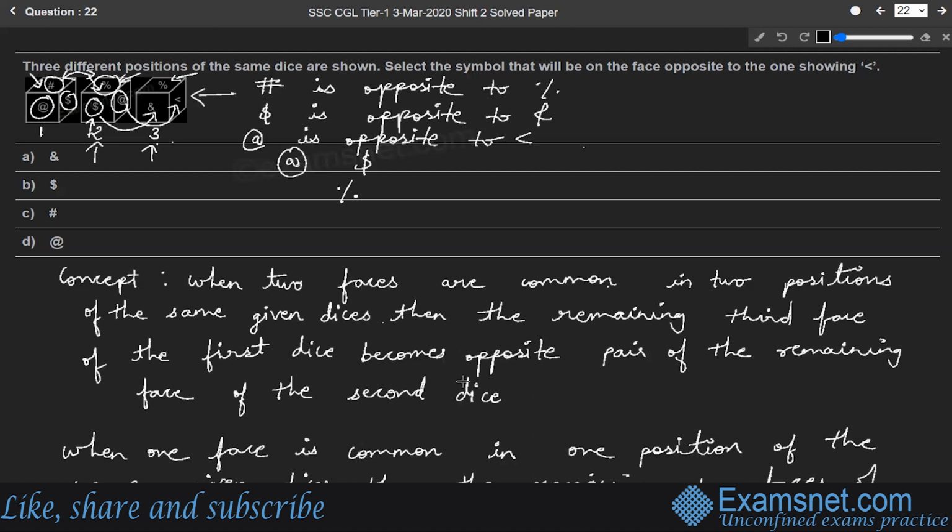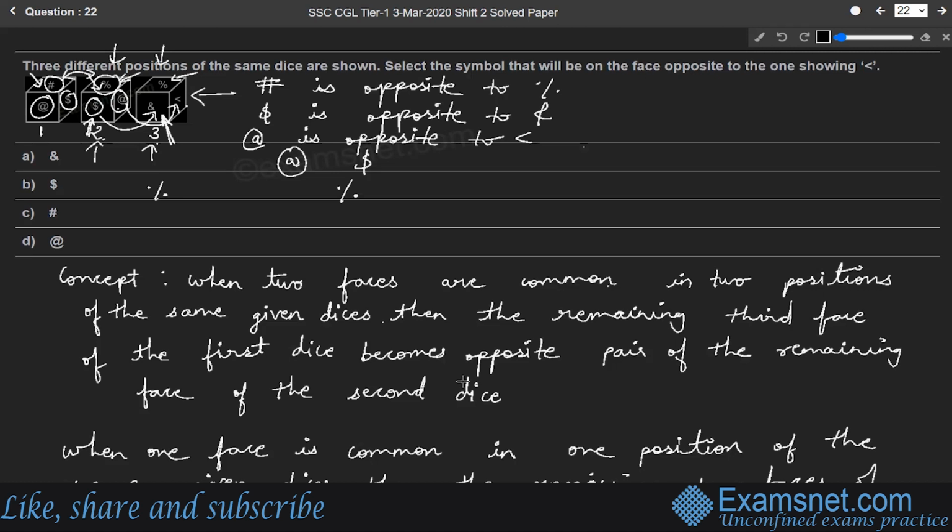According to second concept, if in two different dices only one face is common, then we have to look for that one face. In second and third dice, the face that is common is percentage. So the symbol percentage is common. So removing this percentage, what are the other faces? This is the front face for second dice and this is the front face for third dice. So both this will be opposite to each other. Remaining things are at the rate and less than sign. So both this will be opposite to each other. It means that if one face is common in two different dices, then the remaining two faces of one dice will be opposite pair of other two faces of the other sides.